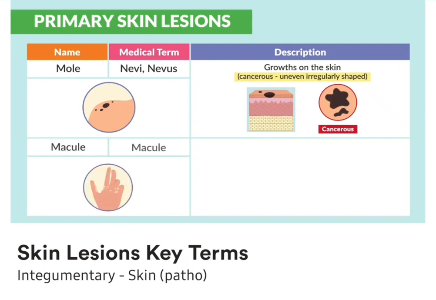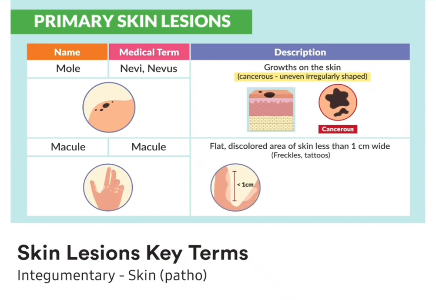The next is a macule, which the medical term is also macule. So the description is a flat, discolored area on the skin less than 1 centimeter wide. And a great example is freckles or even tattoos.